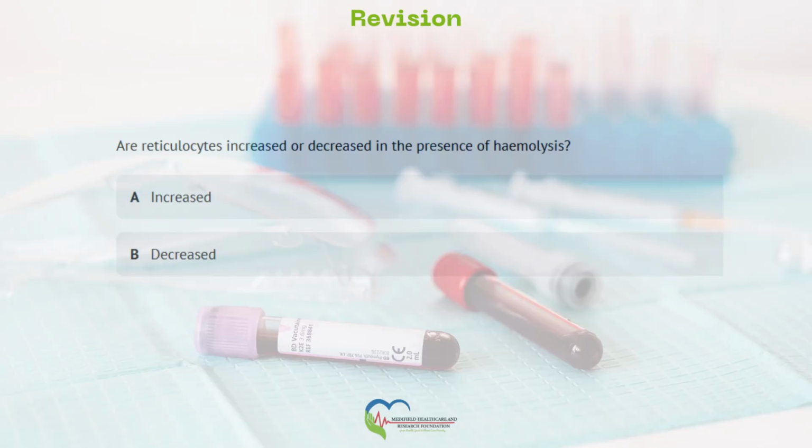Are reticulocytes increased or decreased in the presence of hemolysis? We talked about this. If there is hemolysis, reticulocytes will go high to try and compensate for blood being lost. So they'll increase in a full hemogram of a patient with hemolytic aspects of blood going on.